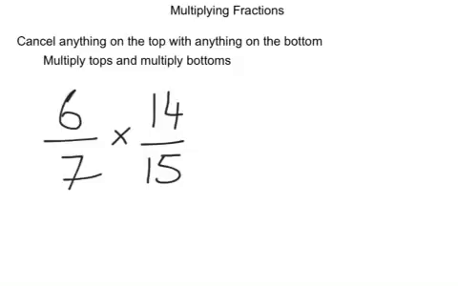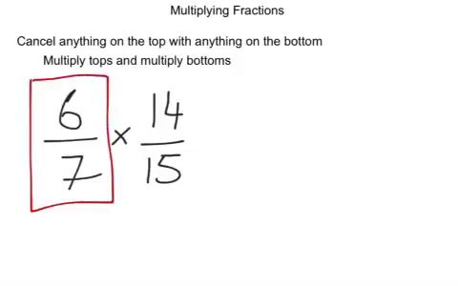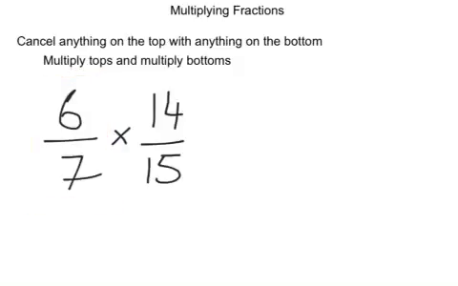Now, previously we've looked at one fraction, like 6/7, and we've seen, can we cancel it down? Is there any number that goes into the top and also into the bottom? And in this case there's not. There's no number other than one that goes nicely into 6 and also into 7. But this time we have two fractions being multiplied, and we can cancel anything in the top with anything in the bottom. And I noticed that 6 and 15 have something in common.